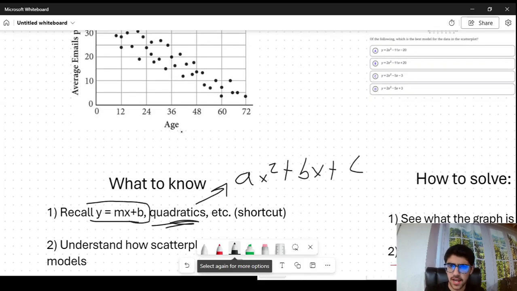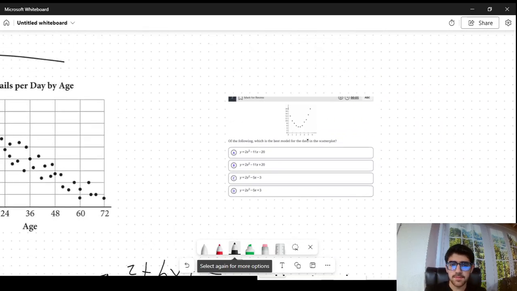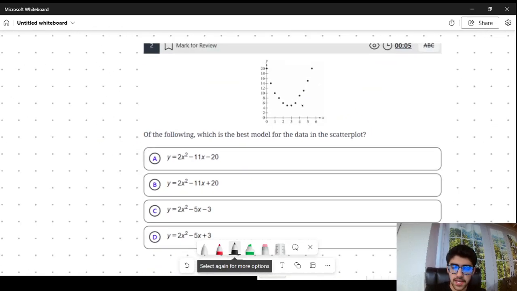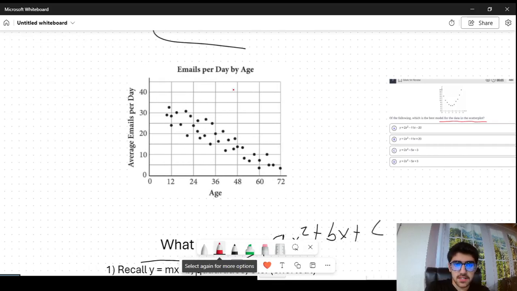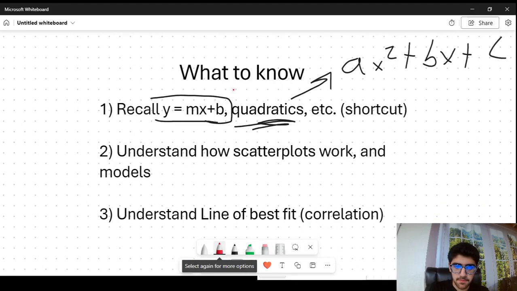Actually, I'll show it. I have a small example right now. So basically, for this question, it just shows this thing, and then asks what is the best model for the data in the scatter plot. So first things first, let me just explain what a scatter plot is. That's the second part. Understand how scatter plots work and models.